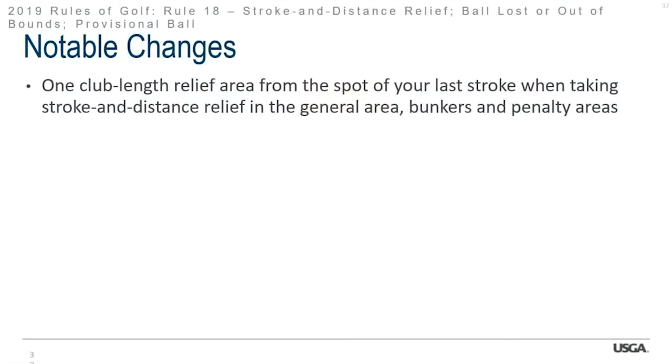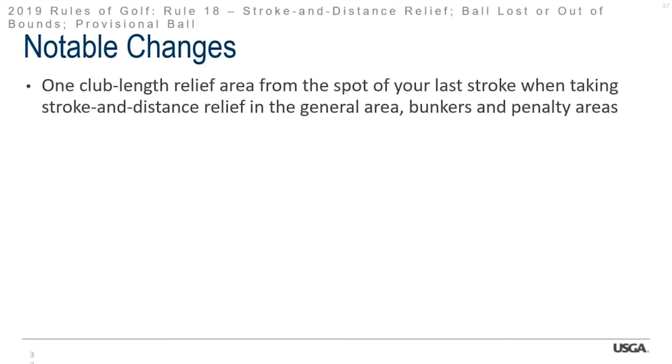So speaking about the relief area, for a stroke and distance that is played not in the teeing area, which is what we usually talk about with stroke and distance, we always seem to think that the tee shot goes out of bounds more than anything else, which may or may not be the case. But stroke and distance, again, is allowed anywhere on the golf course. So one club length relief area from the spot of your last stroke when taking stroke and distance relief in that general area, a bunker, or a penalty area now applies.